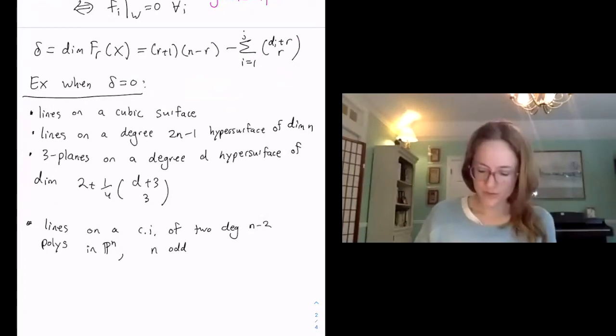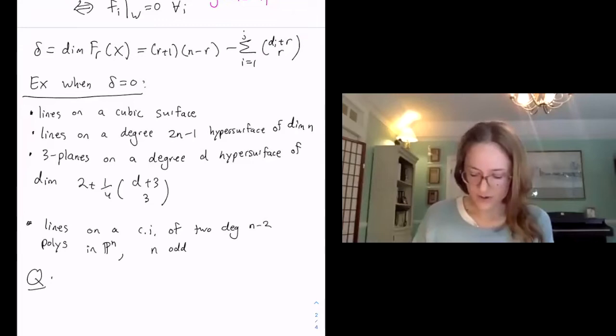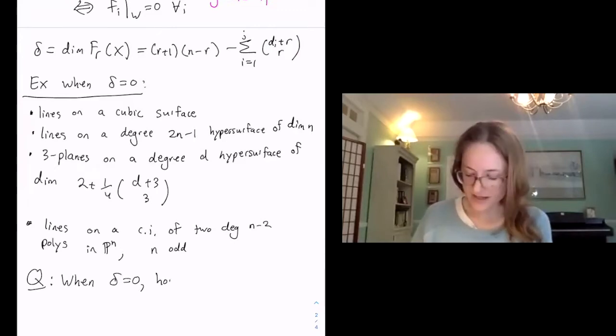So in any of these cases, there's some finite number of r-planes. And the question is what is that finite number? So when delta equals 0, how many r-planes are in X?